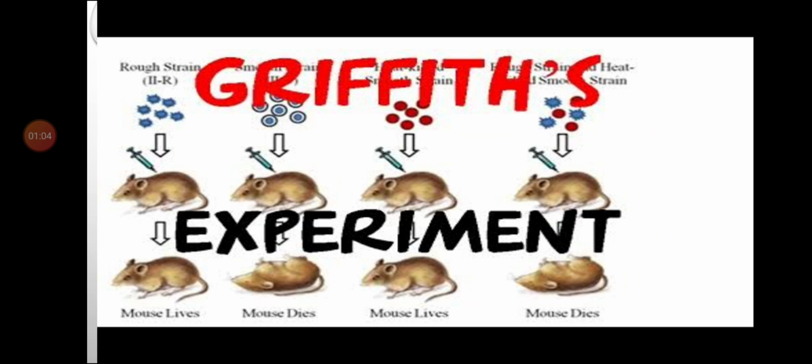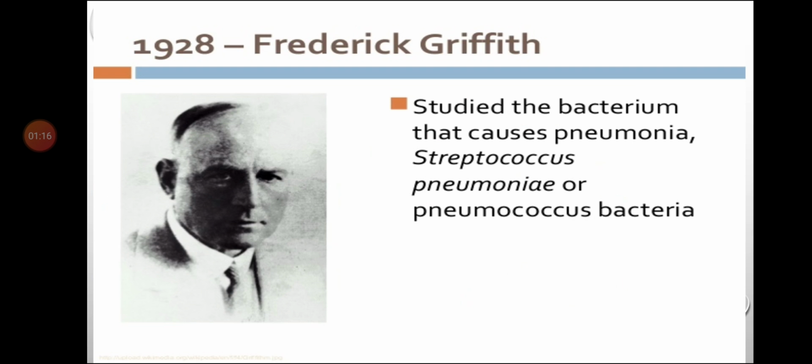The first experiment was done by Frederick Griffith. So now we are starting with Griffith's experiment. First experiment, that is Griffith experiment. In the year 1928, Frederick Griffith studied the bacterium that causes pneumonia. The name of the bacteria was Streptococcus pneumoniae or Pneumococcus bacteria.